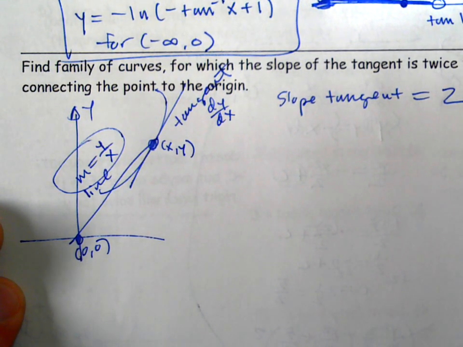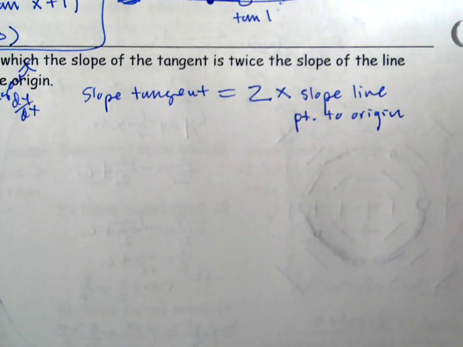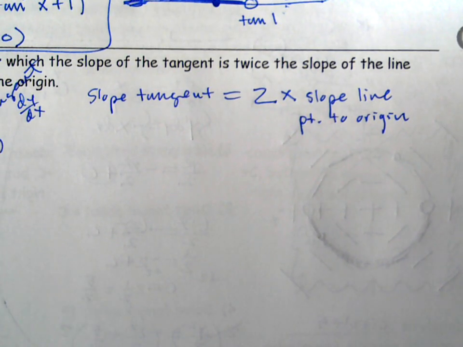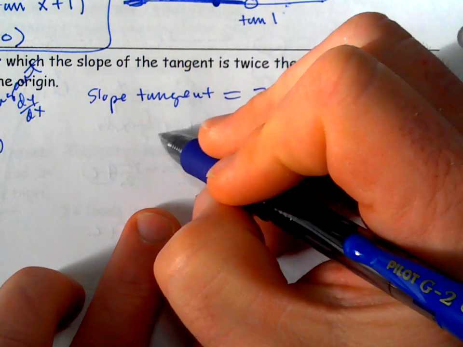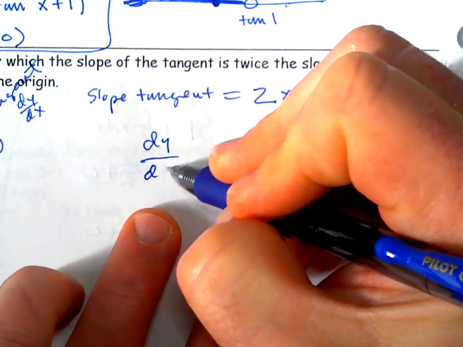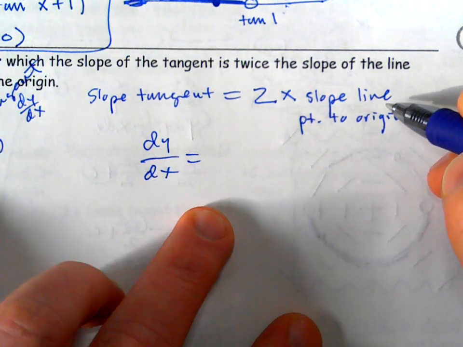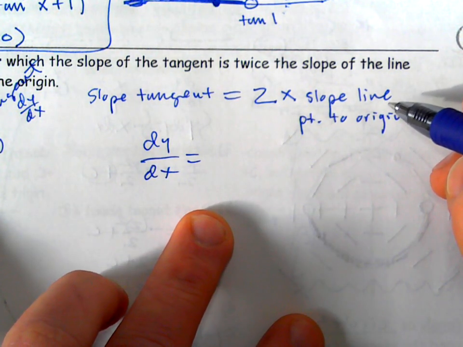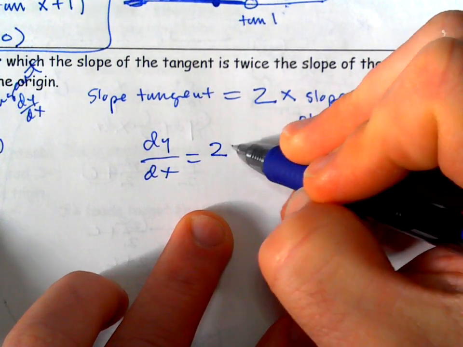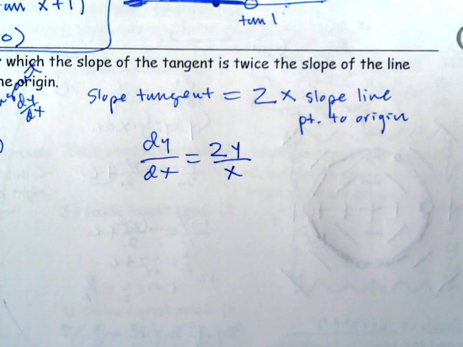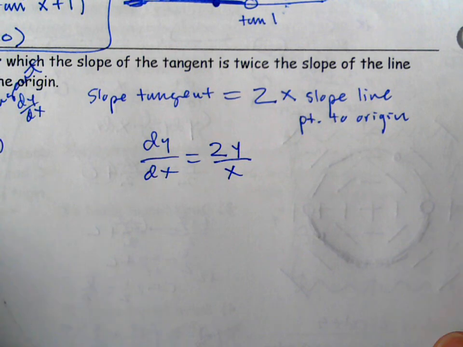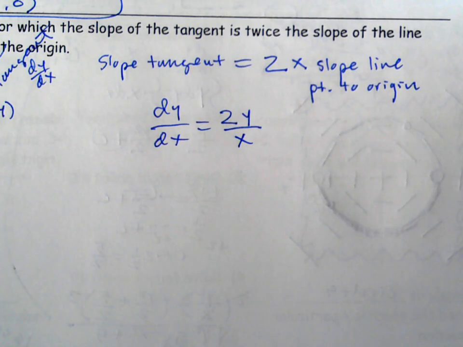Sorry, you guys can't see that. The slope of the tangent equals 2 times the slope. So the slope of the tangent is dy dx, and 2 times the slope of the line between the point and the origin, which was y over x. So that's going to be 2y over x. What we did was create a differential equation for what they're describing. Now we can go ahead and solve it.